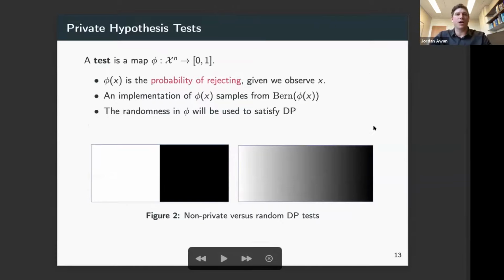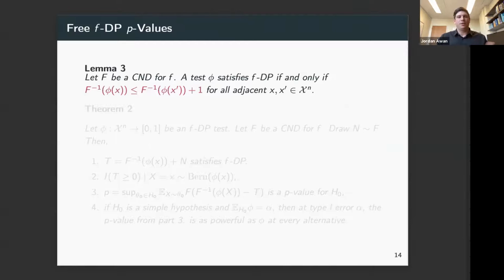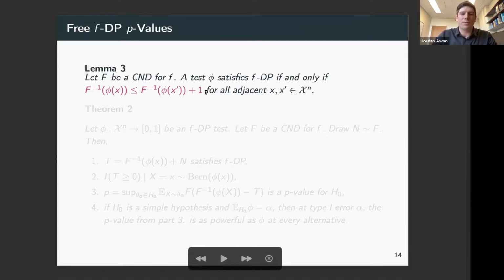So transitioning to private hypothesis testing. Here we're going to define a test to be a mapping from the input data set to [0, 1], representing the probability of rejecting. And to implement the mechanism, we'll sample from a Bernoulli with this probability. So the first lemma shows that using the quantile function of a CND, this again follows by property 3 pretty easily, if you apply F inverse to phi, you get something that has sensitivity 1 for any f-DP test. Doesn't matter what you start with, how you built it, it will have this property.